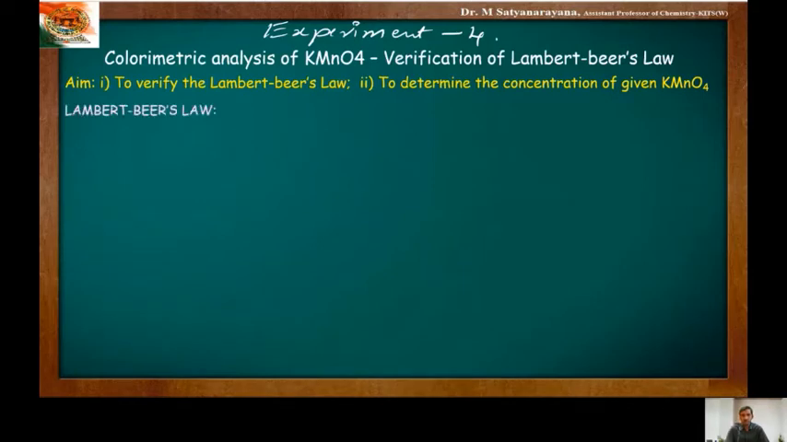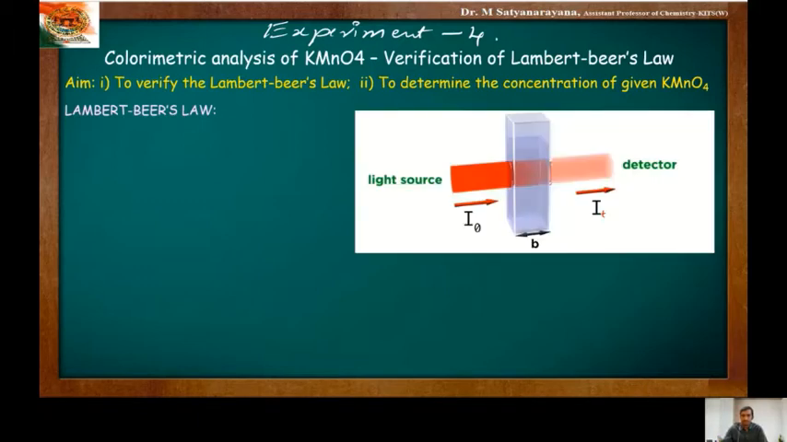First, we'll discuss what Lambert-Beer's law means. When a monochromatic light passes through a solution, here we have a glass tube, in that we have a solution of concentration C. Whenever you pass a monochromatic light through this solution, some part of the light will be absorbed, and the remaining light will be transmitted towards the detector.